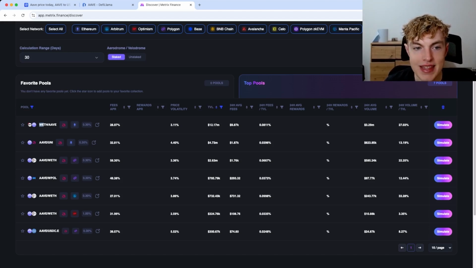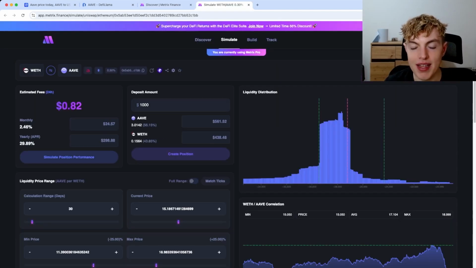We have wrapped ETH to AAVE over on Uniswap. I'm going to go ahead and hit the simulate button in a new tab, and I'm going to set my deposit amount to $10,000 so we can simulate this position as if we were to put $10,000 into it. Let's check out the volume history.